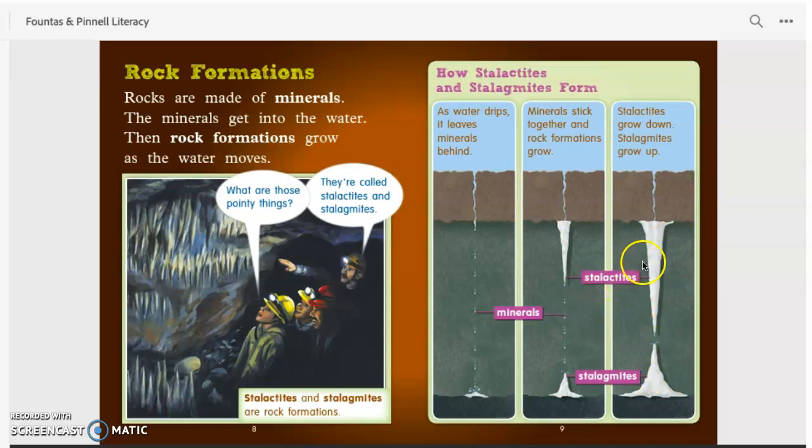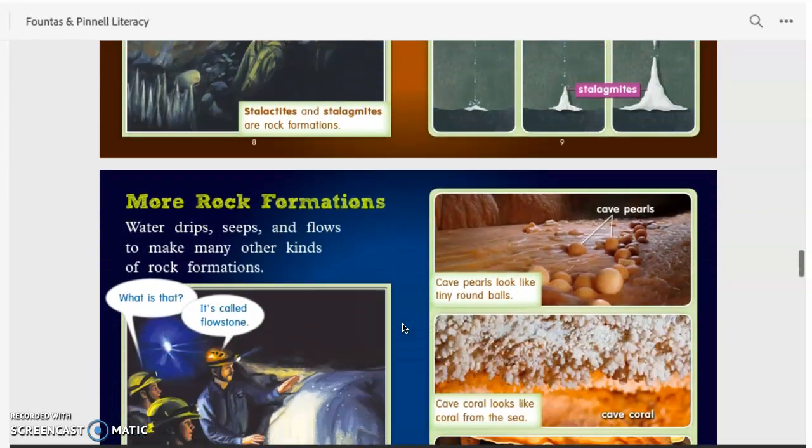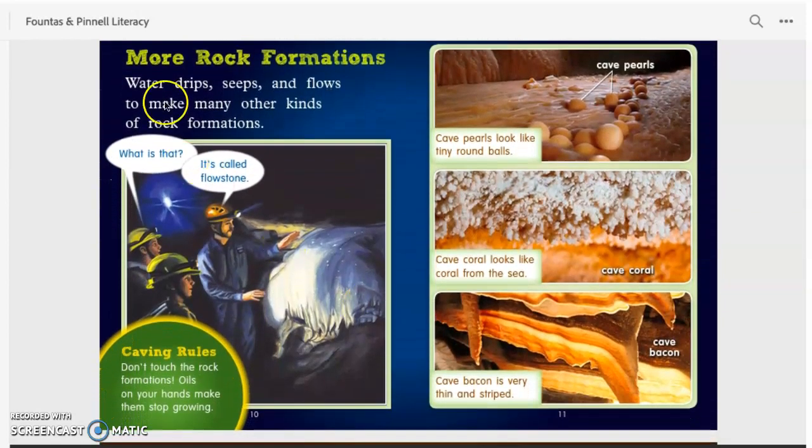So here's a label that shows stalactite. Here's a label that shows stalagmite. And here it's showing that these are minerals. So diagrams can very much help us as we read a book. It helps us understand the book better. Here's another caption, or not caption, but heading. More rock formations. Water drips, seeps, and flows to make many other kinds of rock formation.